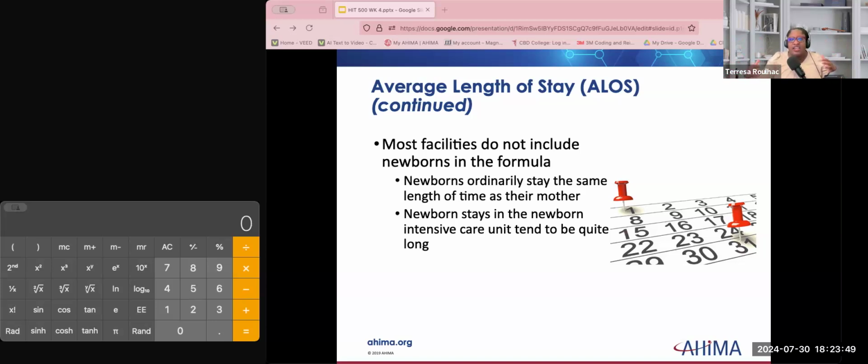Does that give you a reason why, at least with the average length of stay, they're going to be separate? Because it's one of those outliers. They could be super short, or they could be there for weeks or months in some cases if the baby was born at an extremely early gestational period.